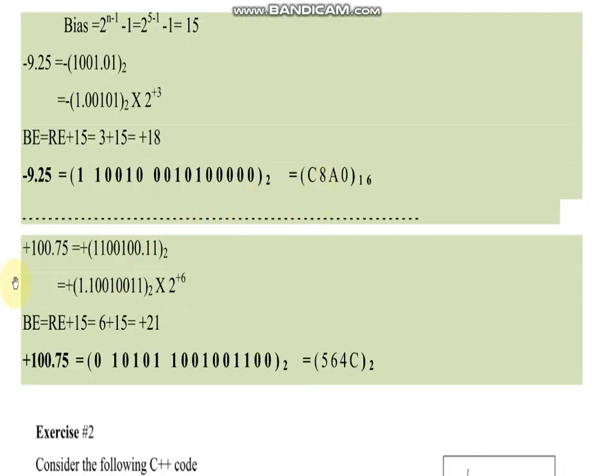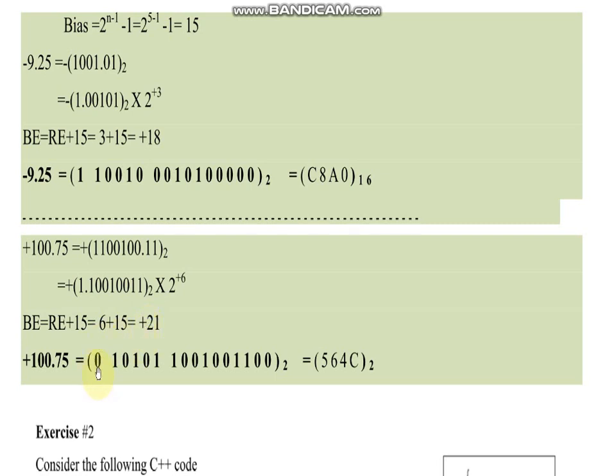The same thing for plus 100.75. We start by the binary. Normalize the writing. It is written as 1.1001011 times 2 to 6. Now the biased exponent is 6 plus 15 is 21. We pass to the representation.